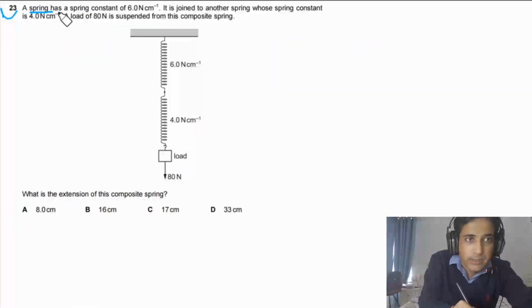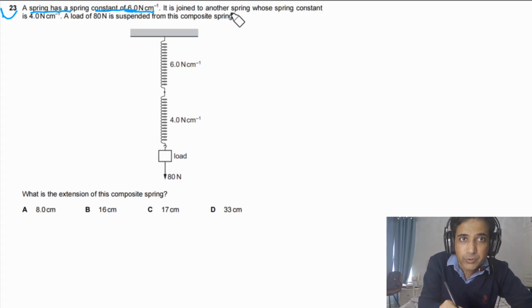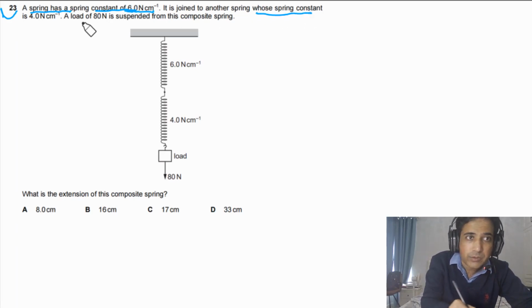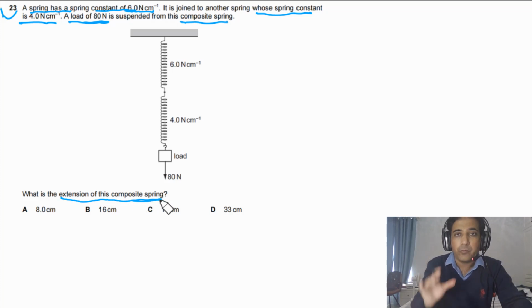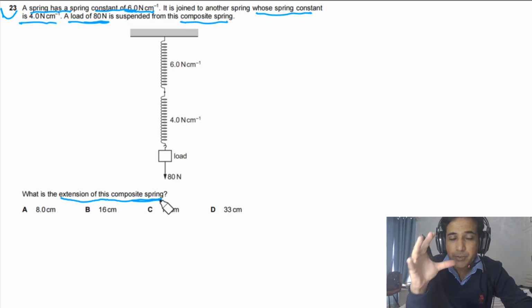Question 23 says a spring has a spring constant of 6.0 newtons per centimeter. It is joined to another spring whose spring constant is 4.0 newtons per centimeter. A load of 80 newtons is suspended from this composite spring. What is the extension of this composite spring? Very nice question on springs.